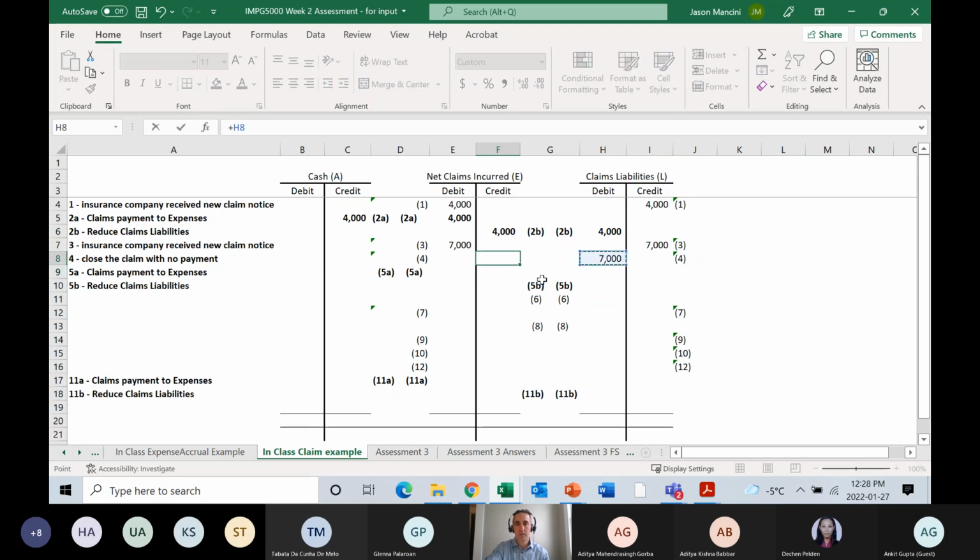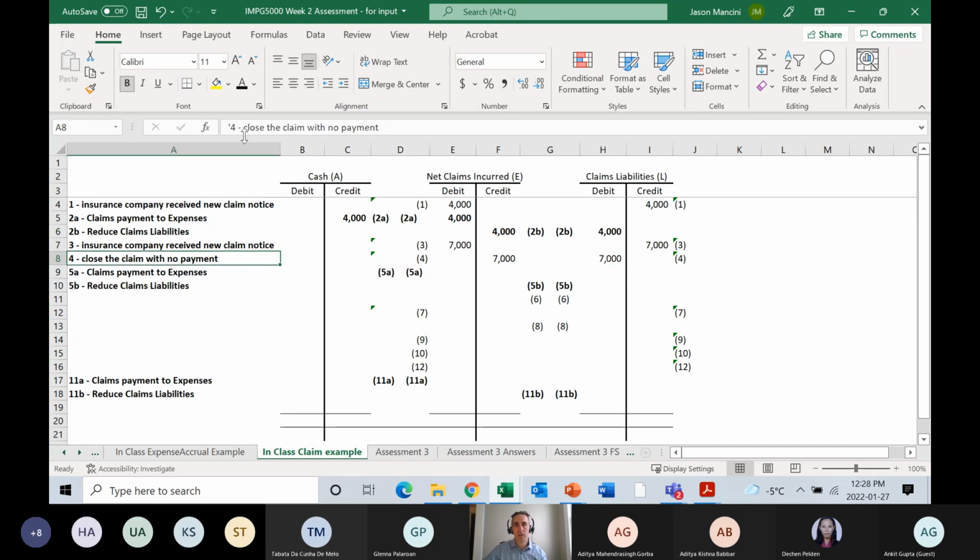All right, so we close the claim with no payment. That is another scenario where we set up the liability in one transaction, and then we decreased it in another transaction. This is the terminology we'd use: close a claim with no payment.